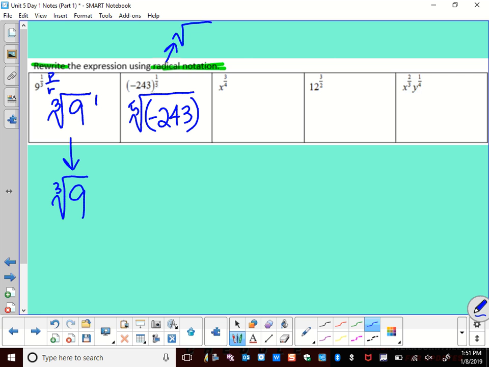Isaac, number 3. What goes under the radical? X. And what's my power? Power over root. Which one is my power? 3. What's my root? 4. That's your answer. The fourth one, you should have 12. Your power is 3. Your root is 2. I'm not writing that 2 in because I know it's understood.